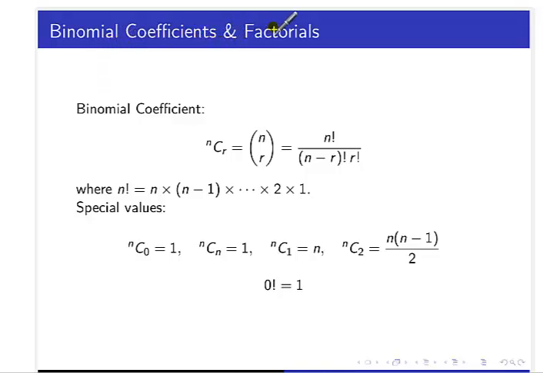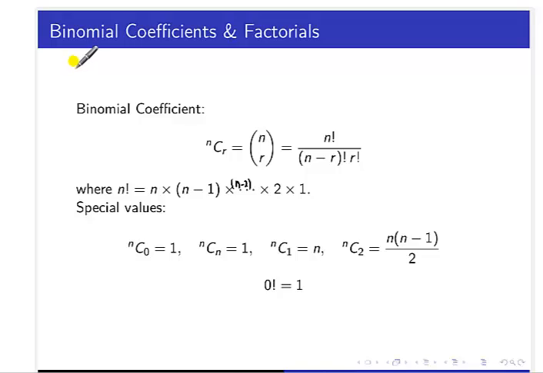Binomial coefficients and factorials. Binomial coefficients. Now, a combination, which is n combination r, written nCr, is equal to n factorial all over (n minus r) factorial times r factorial, where n factorial is equal to n multiplying n minus 1 multiplying n minus 2 and so on, up to multiplying by 1.